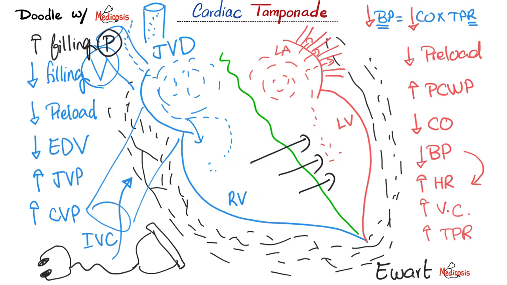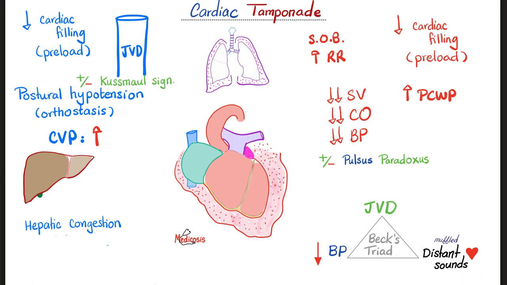A phenomenon known as electrical alternans. Not to be confused with pulsus alternans. Pulsus alternans is a phenomenon of the pulse, but electrical alternans is a phenomenon on the ECG. And this was the best discussion of cardiac tamponade in the history of the world. But we're not done yet.